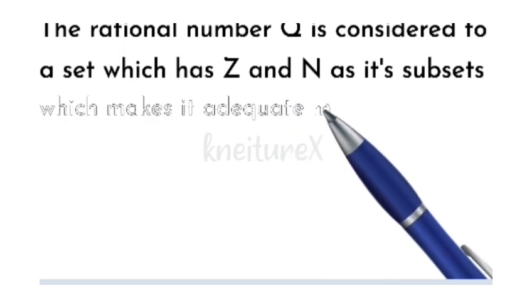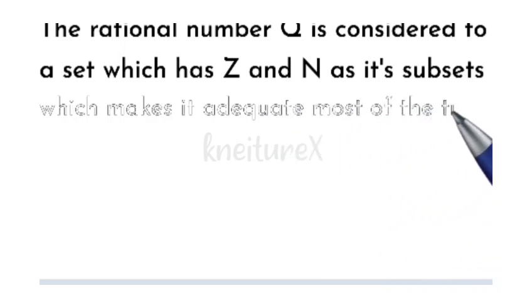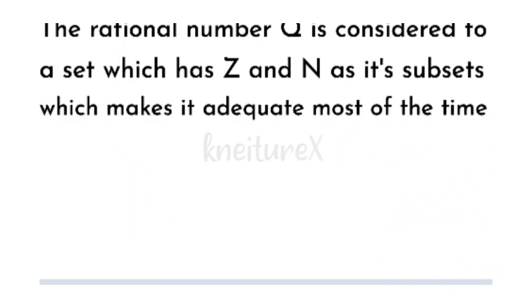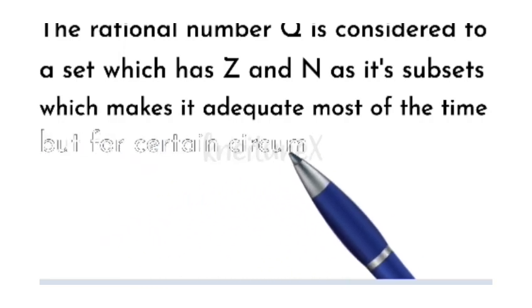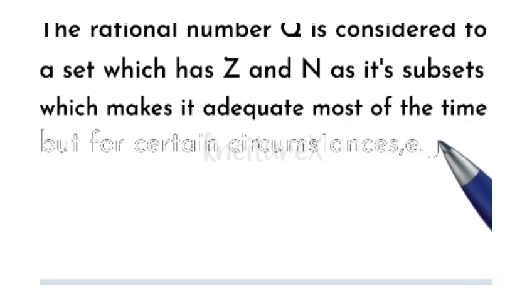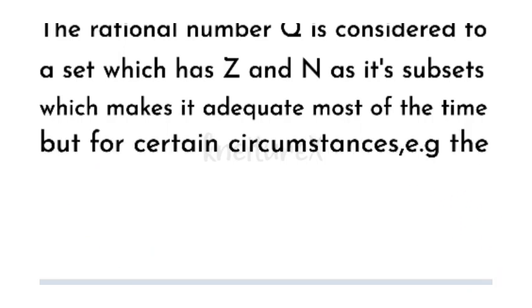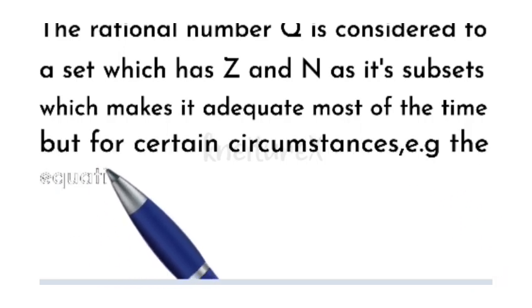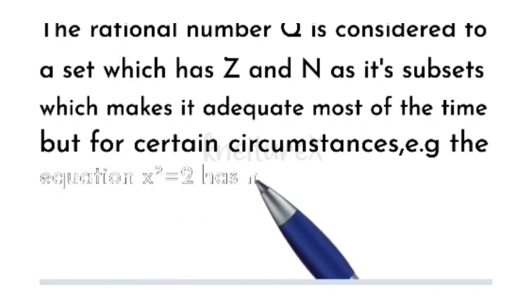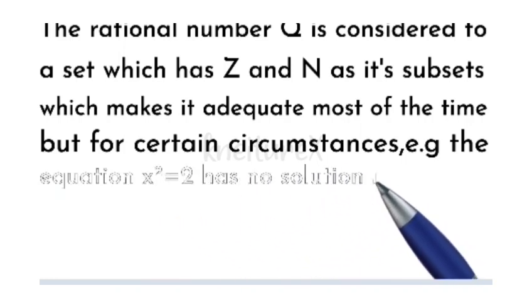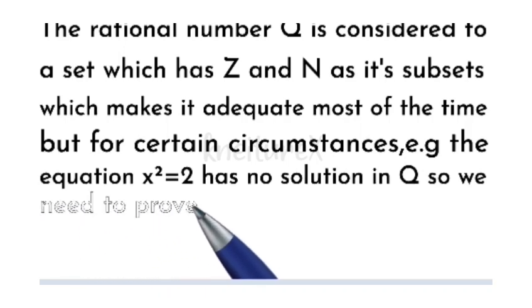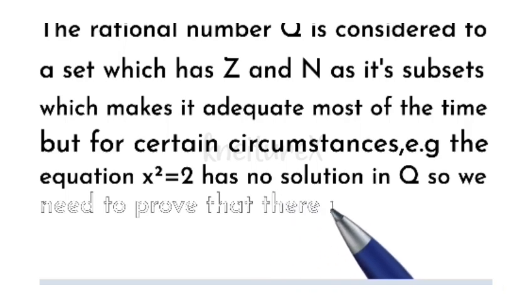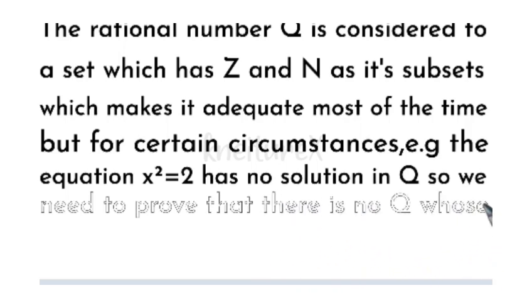But when we come into higher level mathematics, we observe that certain things do not hold in the rational numbers. Take for example the solution to the equation x squared equals 2. There is no definite rational number m over n whose square is equal to 2.